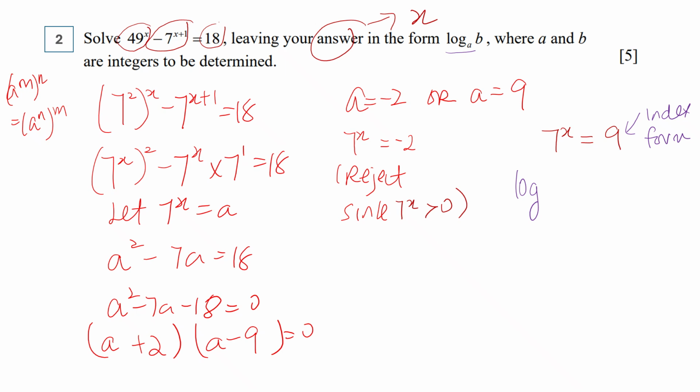So if you look at this one, you see the base is 7. So that is your base, and that will be the base for your log. Whatever is the base for your index will be the base for your log. Okay, and then 9. That's how you do it. So x is equals to log base 7, 9. So if you compare with what you were asked to do, then a is 7, b is 9. So this is how you do it.